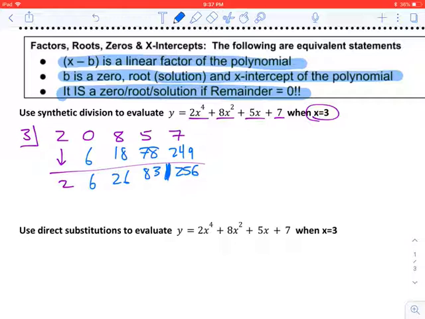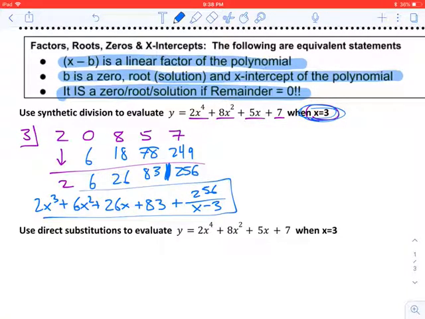So as I'm evaluating, my final answer would be, this is the constant, so this is 26x, so this is 6x squared, so this is 2x to the third, plus the remainder, 256 over, since it was x equals 3, x minus 3 as the divisor. Okay, so if we were determining if it was a factor or not, we would say no because this is not 0.